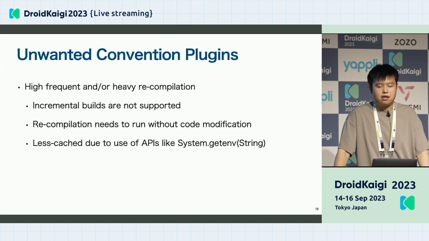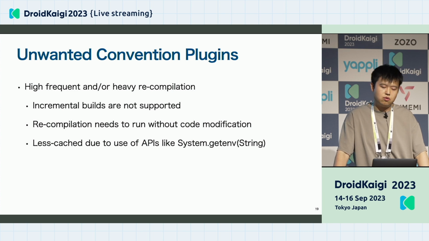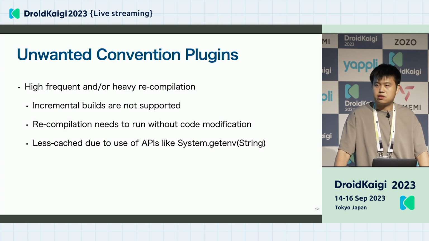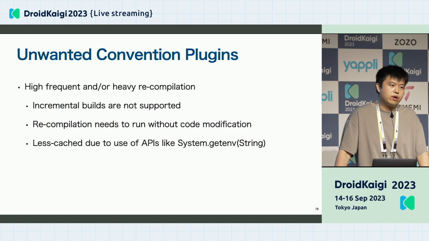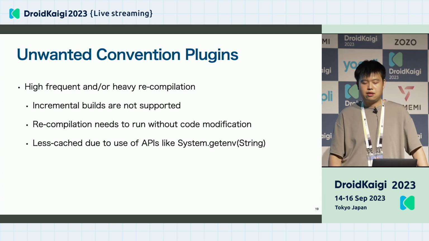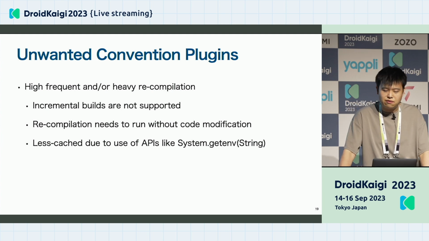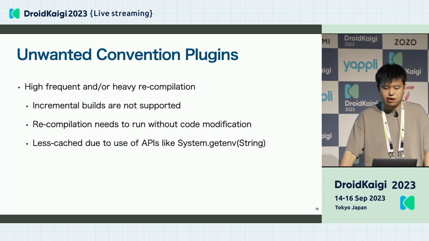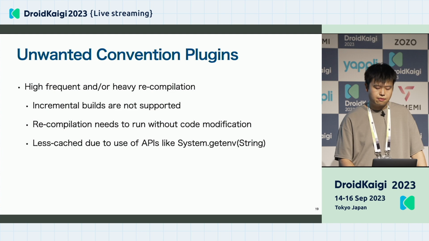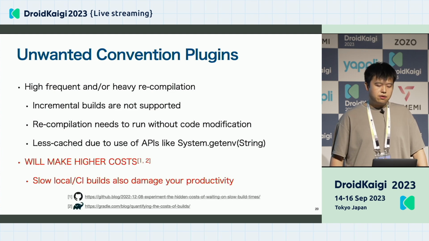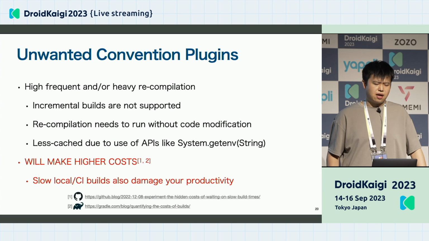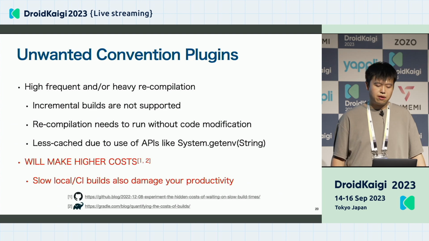Such plugins will be recompiled very frequently, and/or their recompilation will be very heavy. For example, incremental builds are not supported, or recompilation is long even if you do not modify code. Or plugins are built with an ineffective cache due to the usage of some leading dynamic values like environment variables. Unwanted convention plugins will raise costs and reduce your productivity, as some publishers have reported.